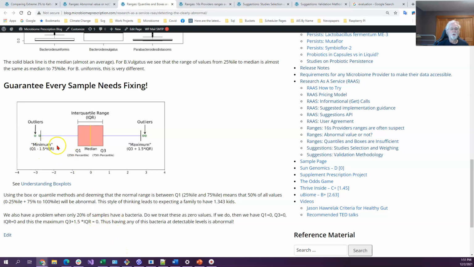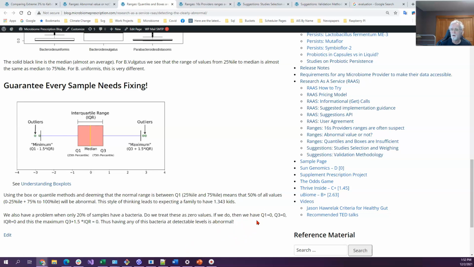You apply the formula to determine outliers, and guess what? The high boundary for outliers is 0, which means that every person who has this bacteria reported is abnormal. Every single one, because that's what the mathematics would suggest. And I have a problem with credibility again.